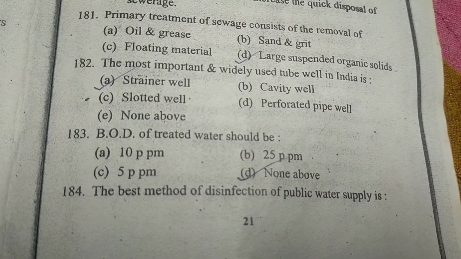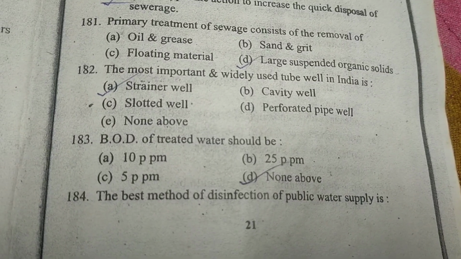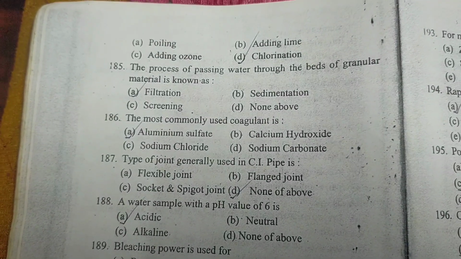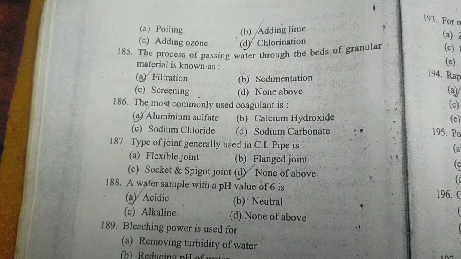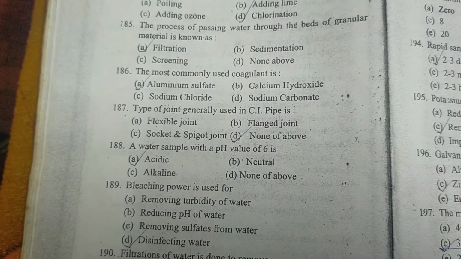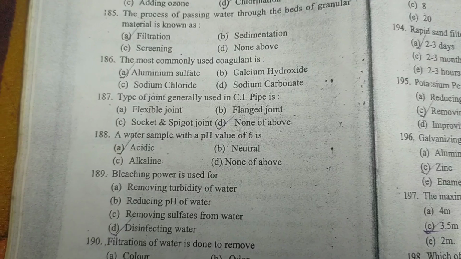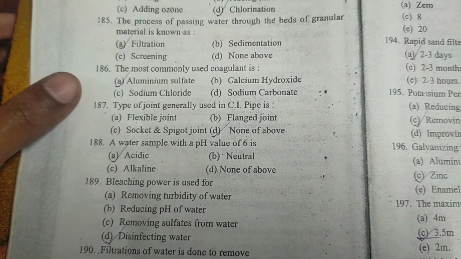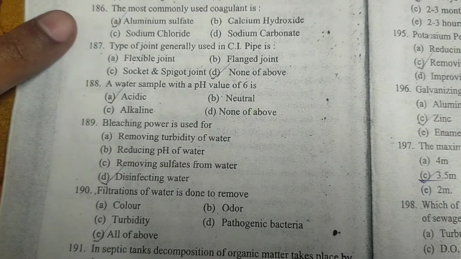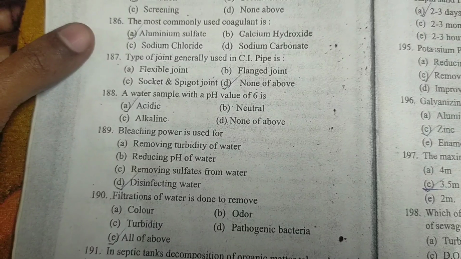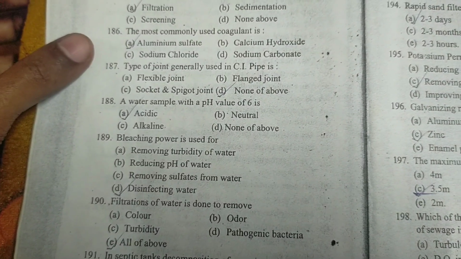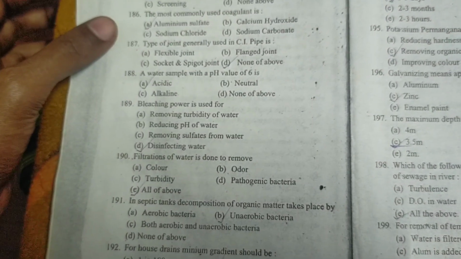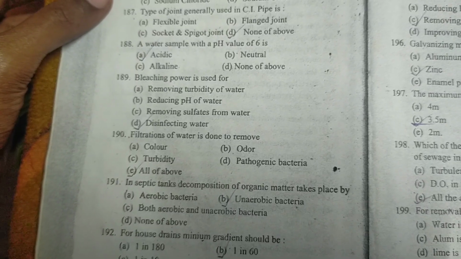The best method of disinfection of public water supply is chlorination. The process of passing water through beds of granular material is known as filtration. The most commonly used coagulant is aluminum sulfate. Type of joint generally used in cast iron pipe is none of the above. A water sample with a pH value of 6 is acidic. Bleaching powder is used for disinfecting water.